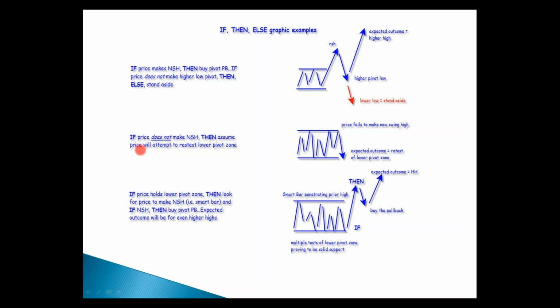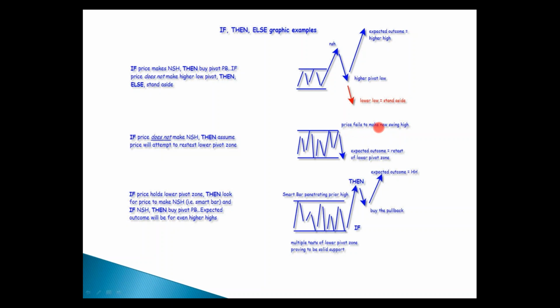Now in the next example, if price does not make a new swing high, assume price will attempt to retest the lower pivot zone. So we're in this sideways type range here. Price comes up, hits the top part of the range, comes down, hits the bottom part, hits the top part, et cetera.